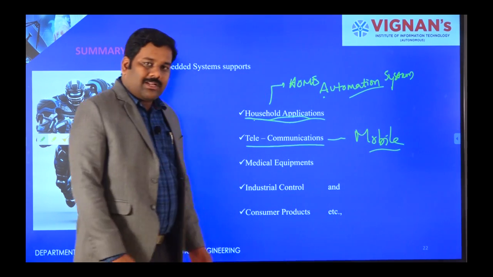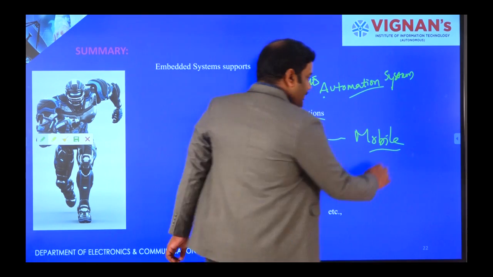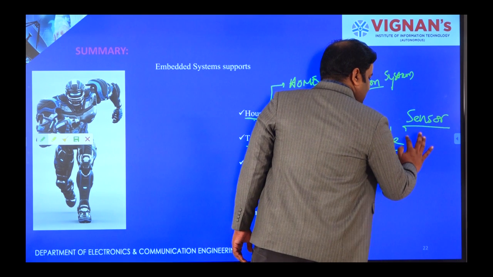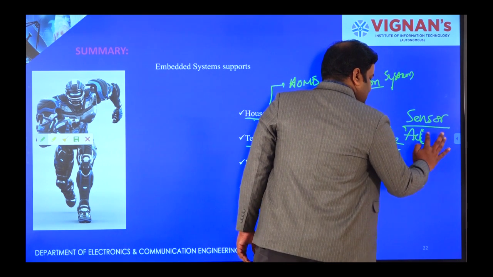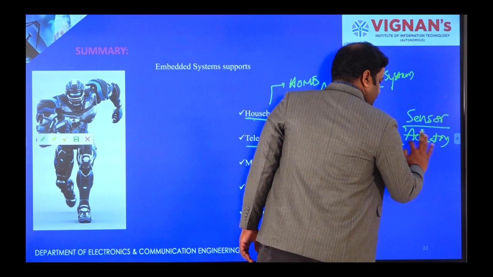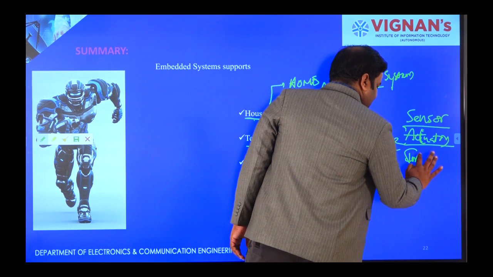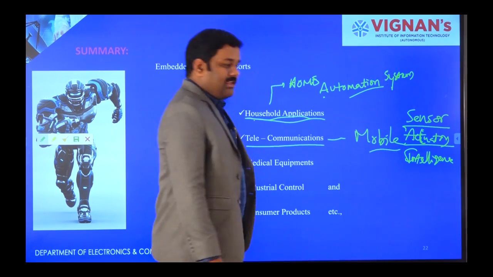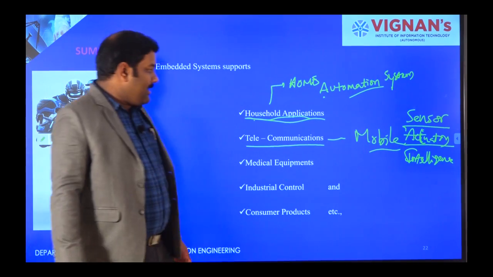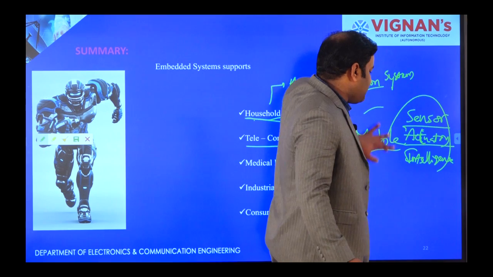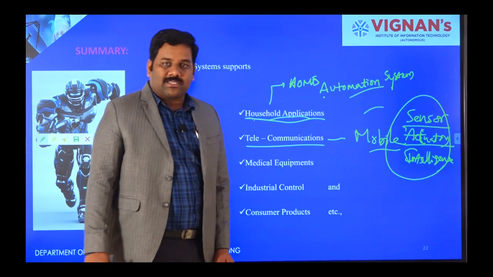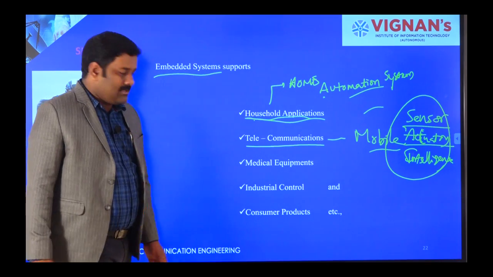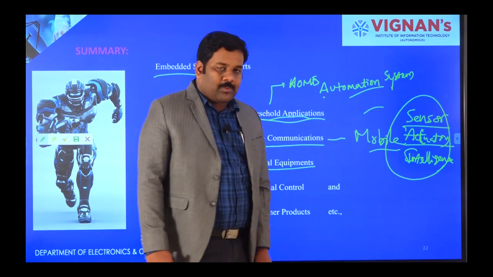Mobile. What components does a mobile have? First one is sensors. Next one is actuators. Next one is intelligence. If any system consists of sensors, actuators and has intelligence with an IO subsystem, we call it an embedded system. And next one is medical equipment.